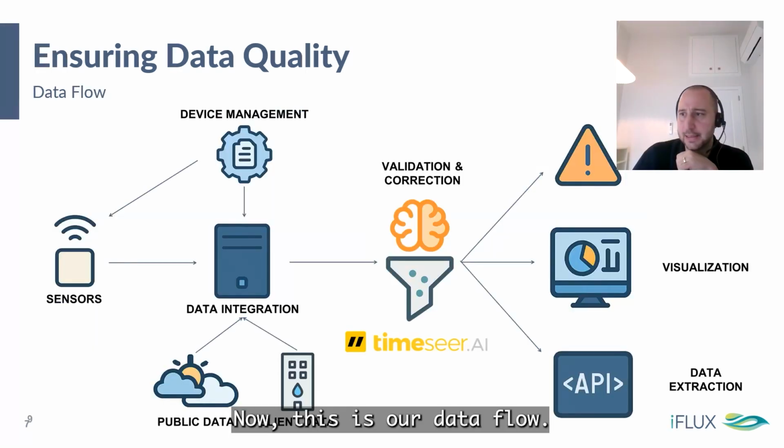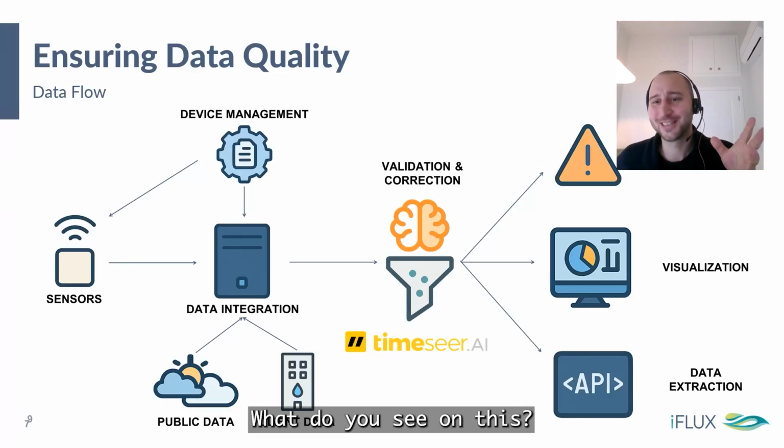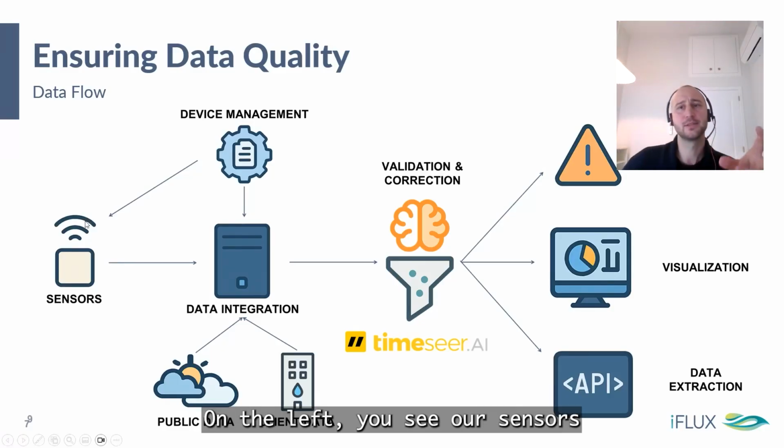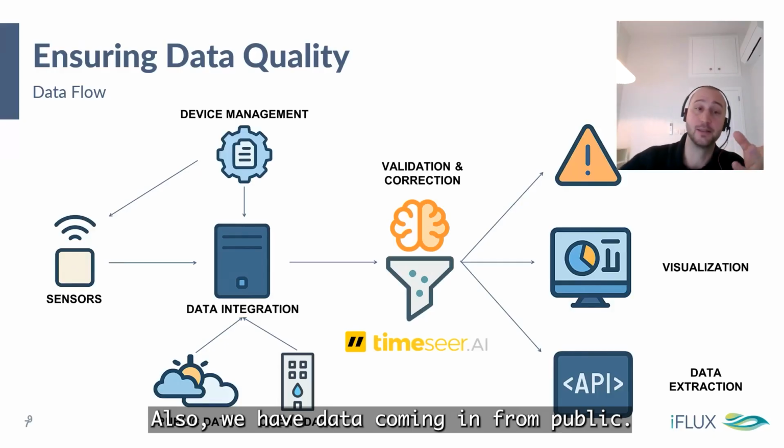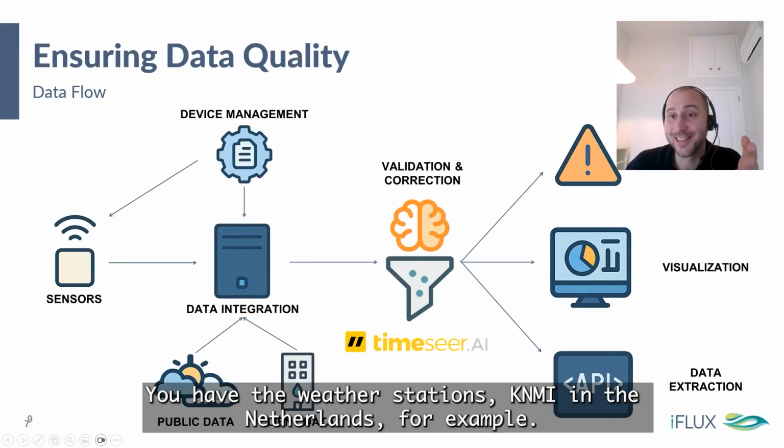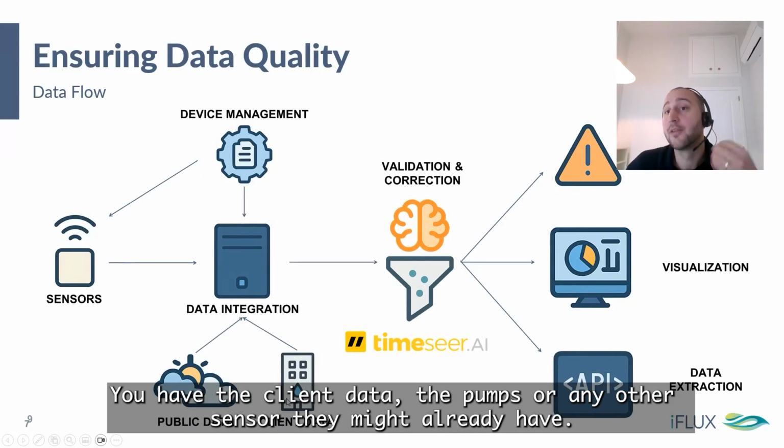Now, this is our data flow. What do you see on this? Well, on the left, you see our sensors. Our own. Also, we have data coming in from public. You have the weather stations, KNMI in the Netherlands, for example. You have the client data, the pumps, or any other sensor they might already have.